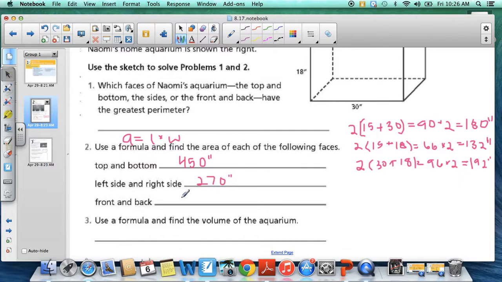And then our front and back, our equation will be A equals 30 times 18, which is 540 inches. Cool. Okay, so use the formula and find the volume of the aquarium. So for number 3, that's what we're going to do.